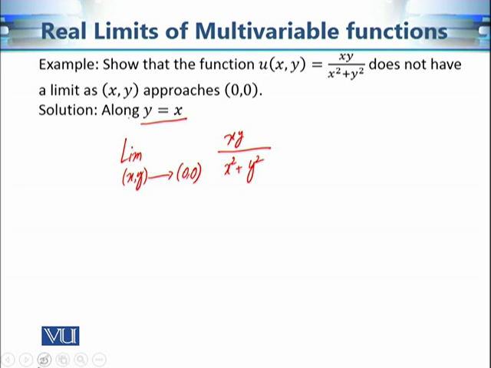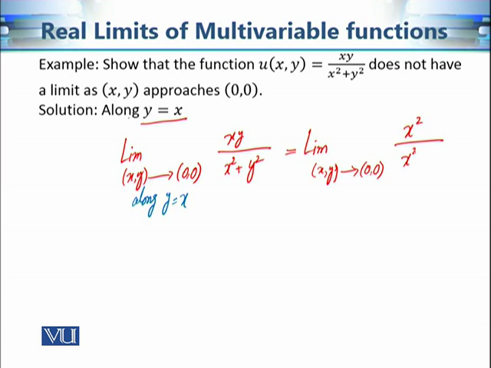And if we just write it over here, just for a reminder, along y is equal to x. If it is along y is equal to x, then it becomes a limit. So y is equal to x means it becomes (x, x). Okay, so y is x. So we can just replace y with x, so it becomes x square over x square plus x square. And this is the same as limit x approaches 0, x square over 2x square.